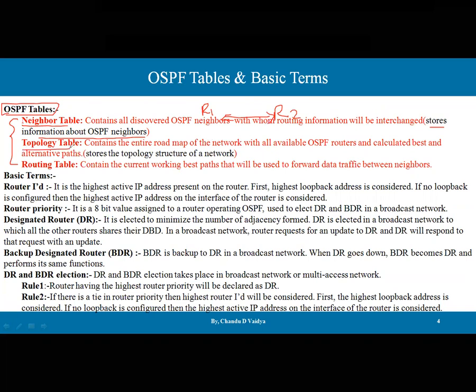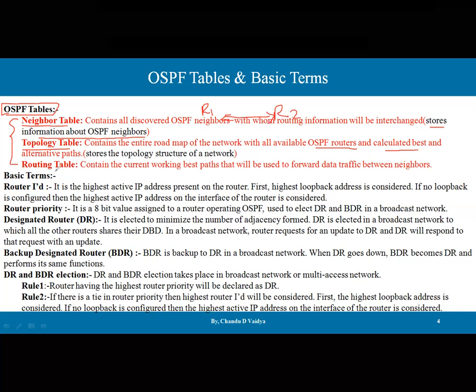The topological table contains the entire roadmap of the network with all the available OSPF routes, and calculates the best and alternative paths. It also stores the topological structure of the network. So in the topological table, one best path entry is there, and an alternative path entry is also there. If the best path collapses, the alternative path will become the best path.